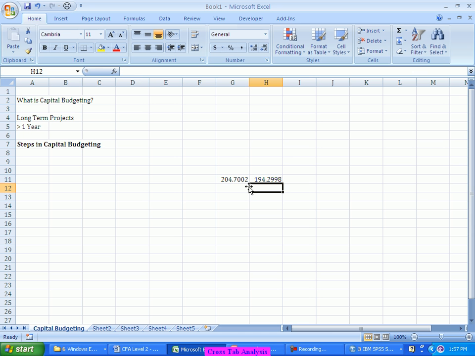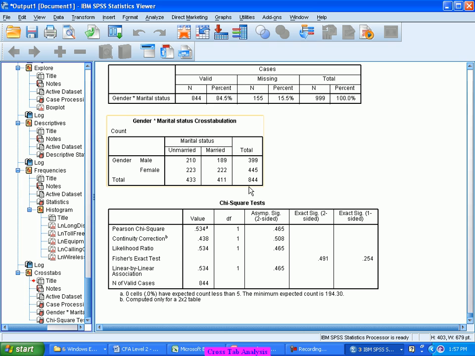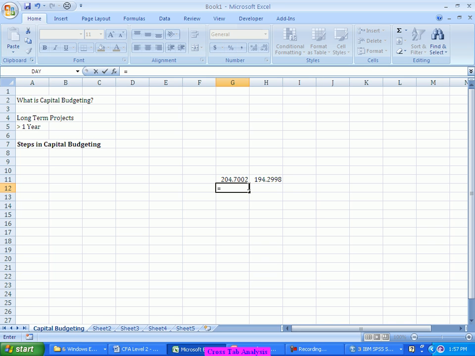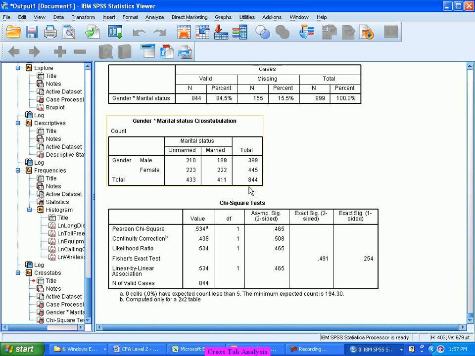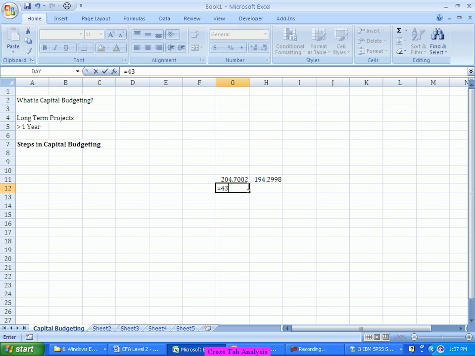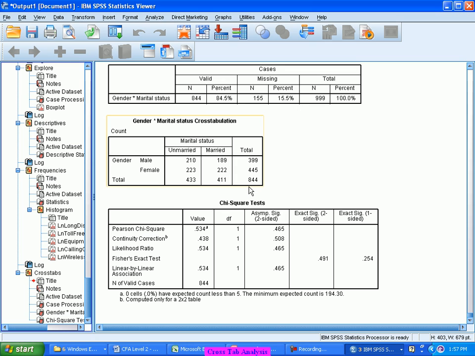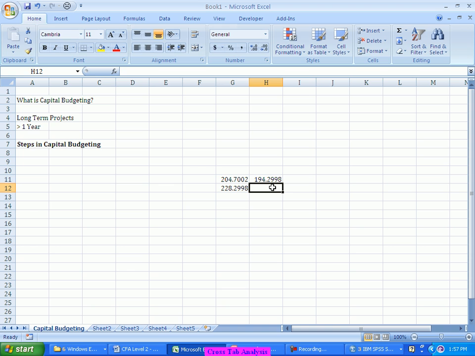Like that I can do it for all four. For the next one, 433 into 445 divided by 844. 228.29 is expected; 223 was the actual. And even this one, 411 into 445 divided by 844.